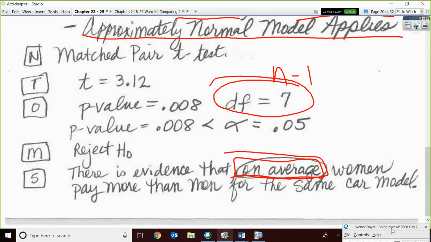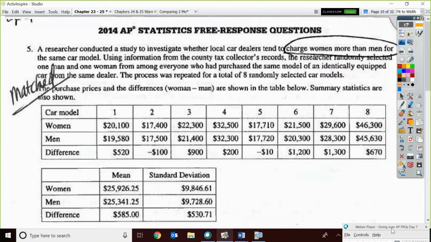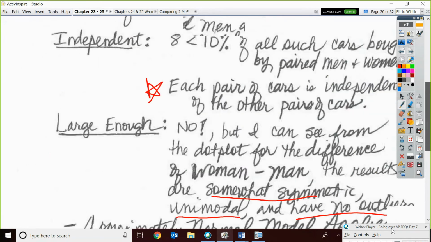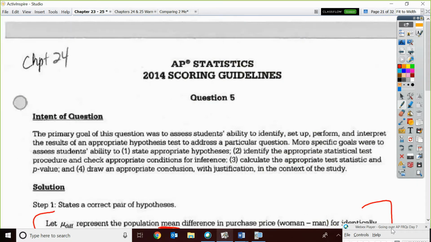Okay. In fact, I was curious. See, look right here. Did women always pay more than men? No. In fact, I just made that where you didn't see it. But if you look at the second one here, the woman actually paid $100 less than the man. Hence, that is why your claim is about what is happening on average. And if you don't have that in there, then you're just saying every single time women are paying more than men, okay? So that's why that's important. And that was it. That was the end of the answers.